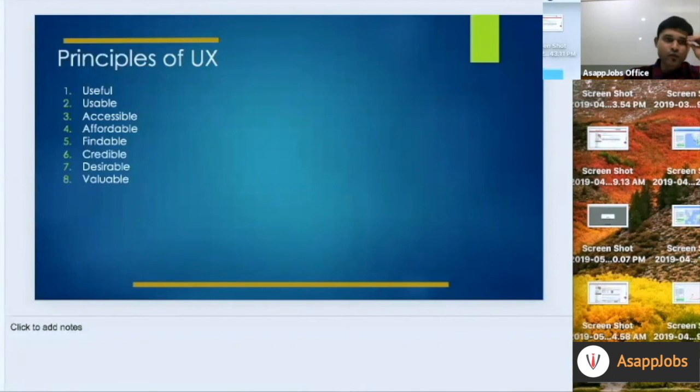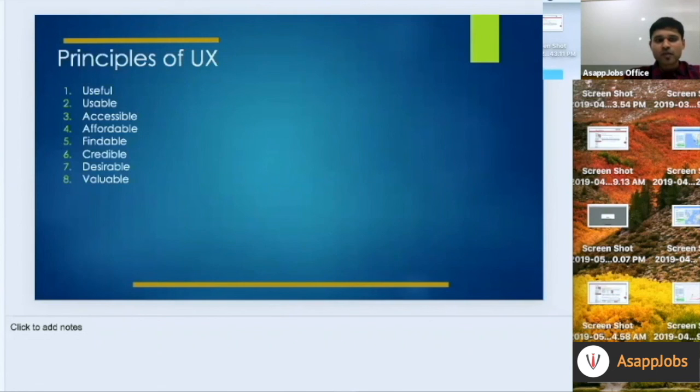So in interviews, there could be a question on how would you evaluate the UX of this product, right? So there are these 8 parameters which you can use to evaluate whether the UX is good or bad, right? So the first is useful.